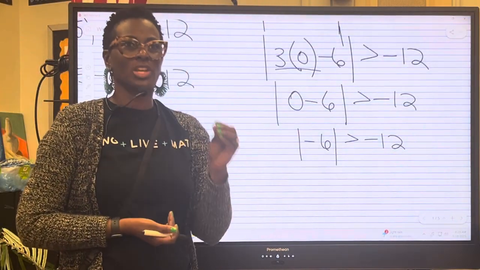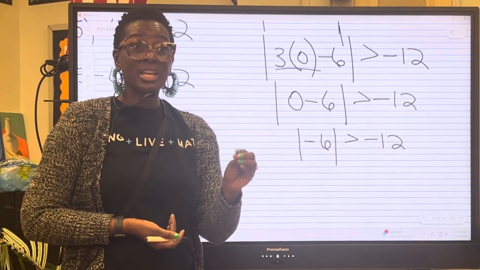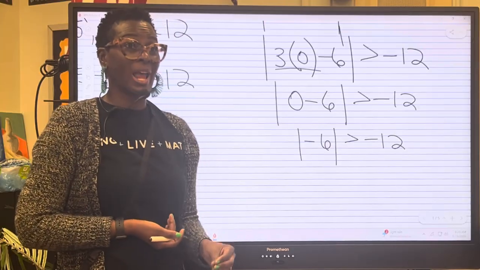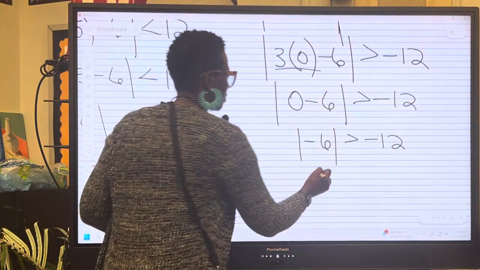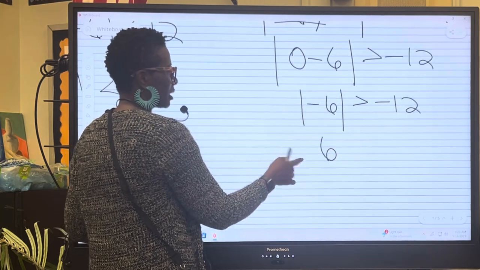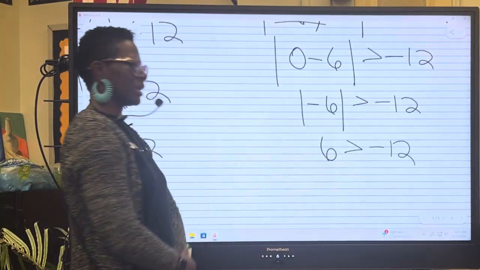What is the question that I am asking? How far is negative 6 from 0 on the number line? 6 spaces. So this becomes 6. Whole number 6. Y'all with me? 6 is greater than negative 12. Look at that for a minute.